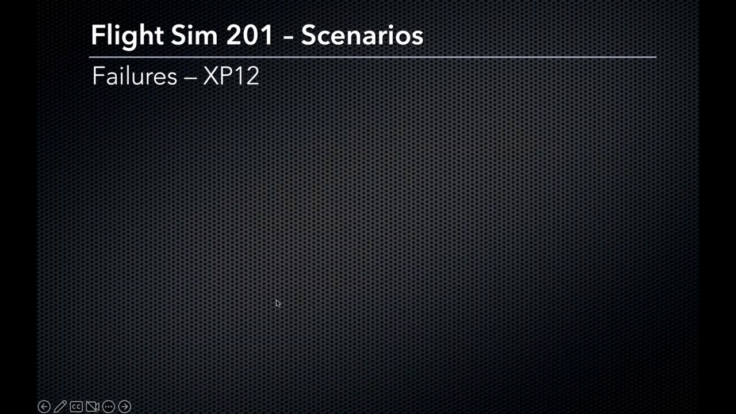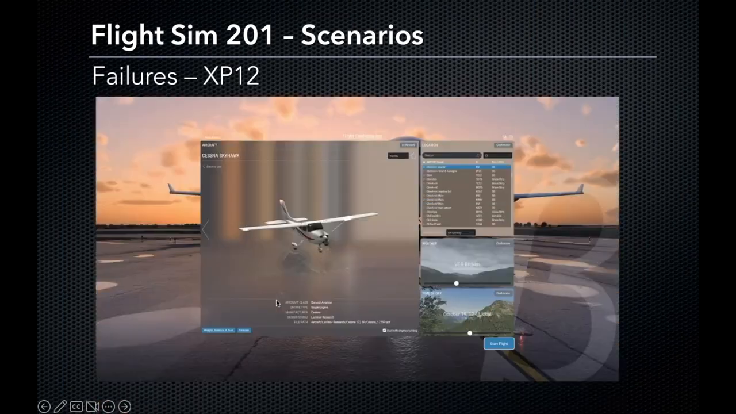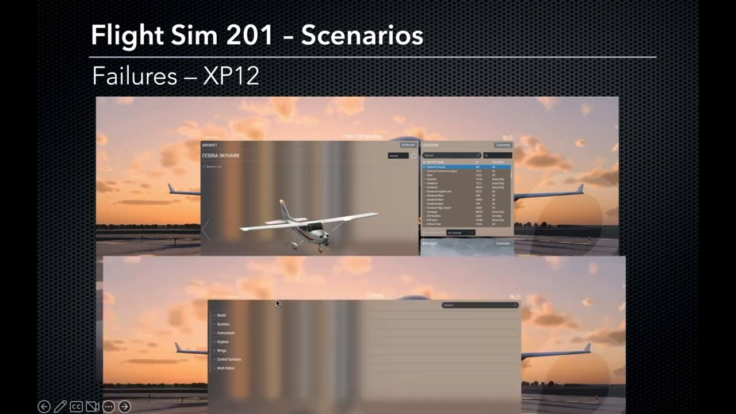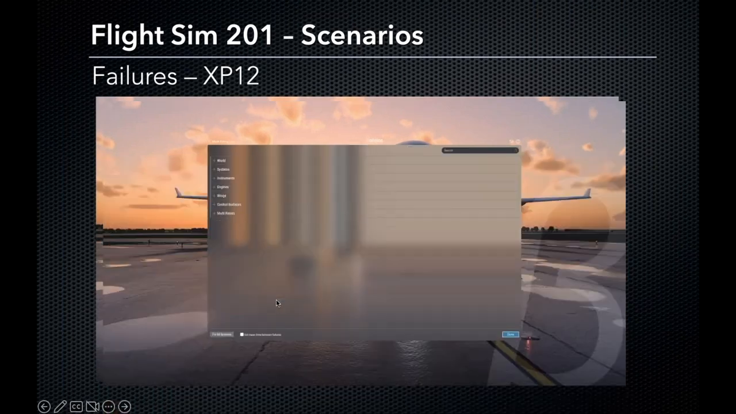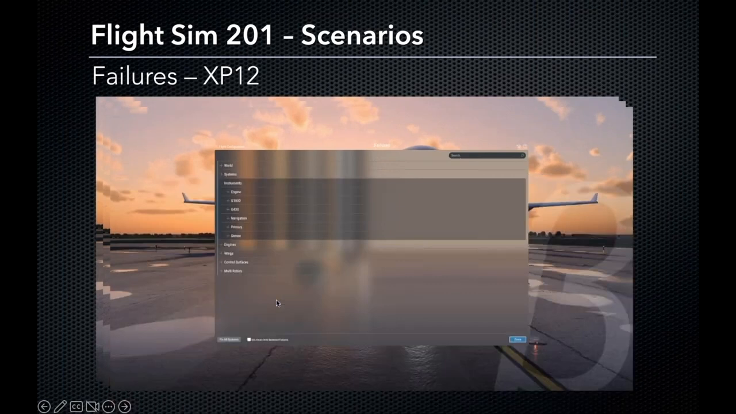X-Plane 12 really gets into what you can do with failures, and that's one of the reasons I like to recommend it again. If you want to work on those or work on your checklists, X-Plane 12 gives you some more options here. So here we are on the Cessna 172 page. You'll see failures in the bottom tab. By clicking that, we now have an overview of what categories we have in front of us. We can choose a category, get into some of the subcategories. Here we have instruments, we have engine.